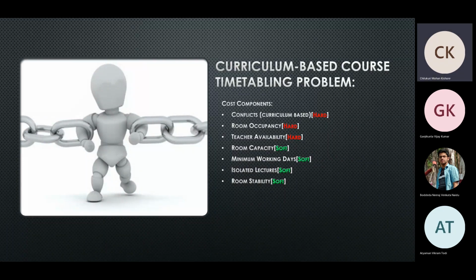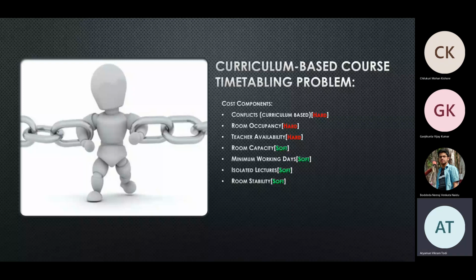So that's all from my side. Now my friend Aryaman is going to explain how we tackle this problem with the help of local search. Over to you, Aryaman. Hello, everyone.